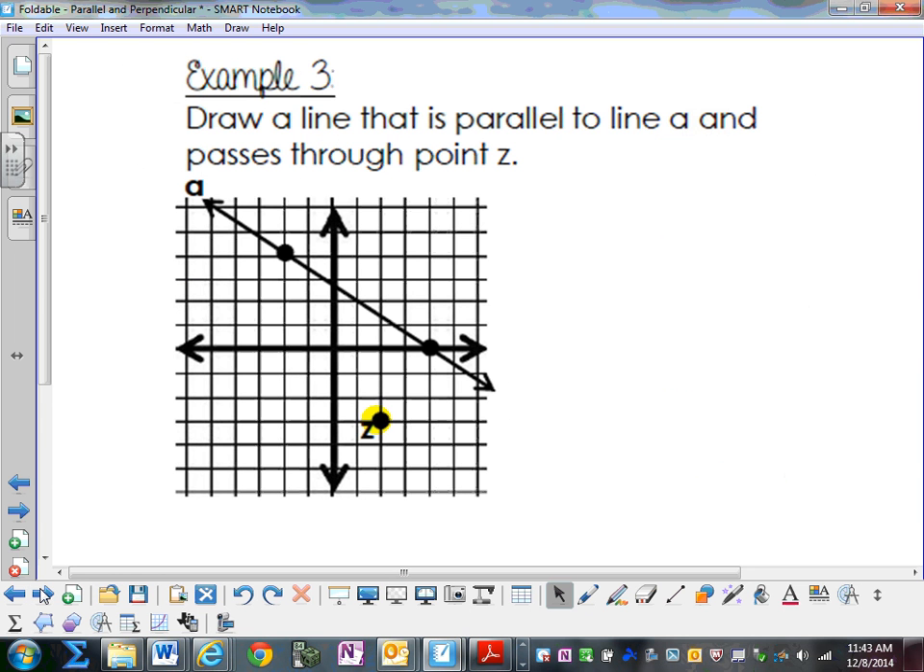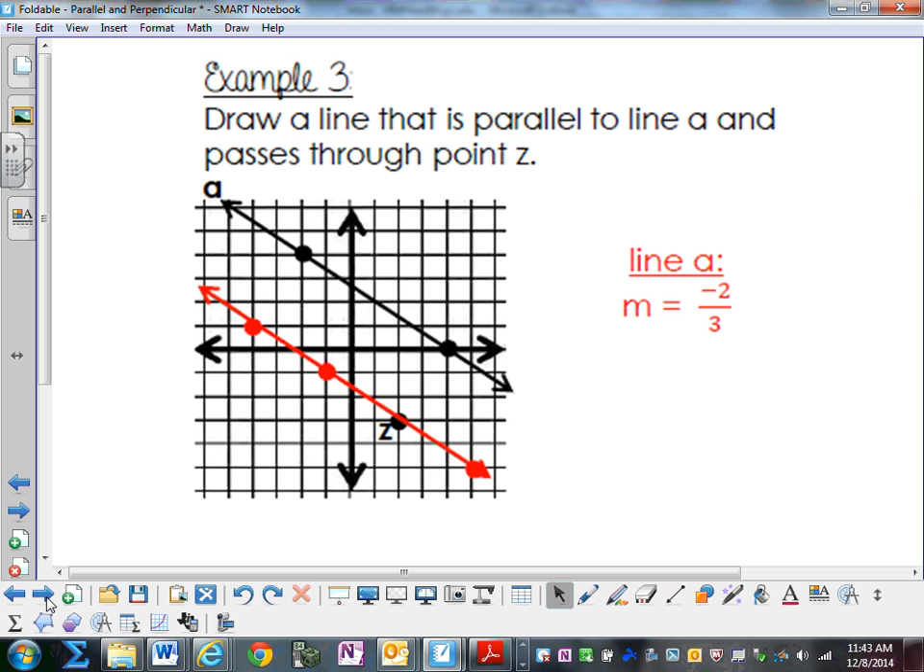Example 3. Draw a line that is parallel to line A and passes through point Z. So here's point Z. Line A has a slope of -2/3. So in order to draw a parallel line that passes through point Z, I start on point Z and go up 2 and to the left 3, up 2 and to the left 3. So now these lines are parallel because they have the same slope.